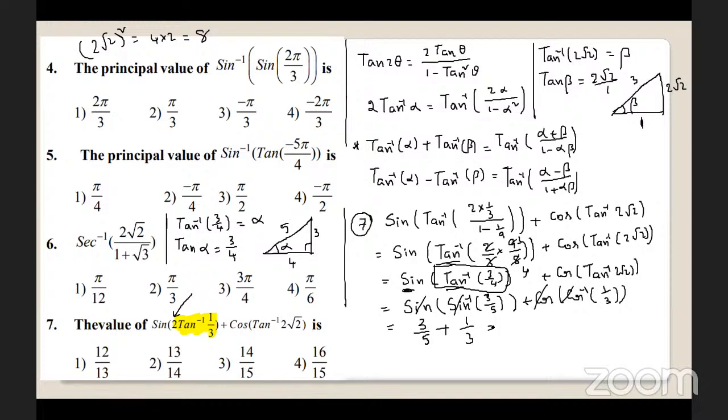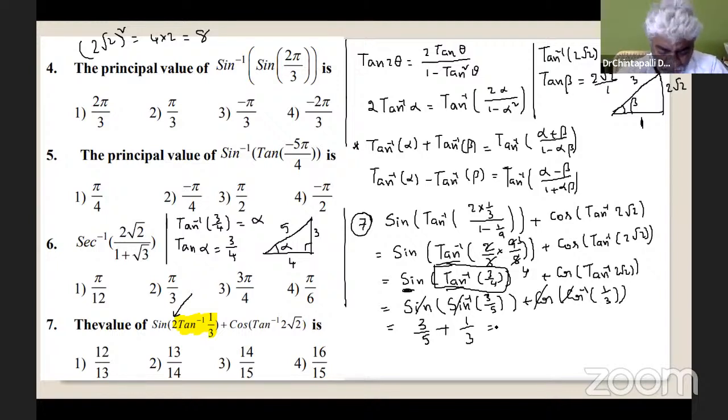So it is 3 by 5 plus 1 by 3, which is 14 by 15. Option 3. Mark the answer: 14 by 15.